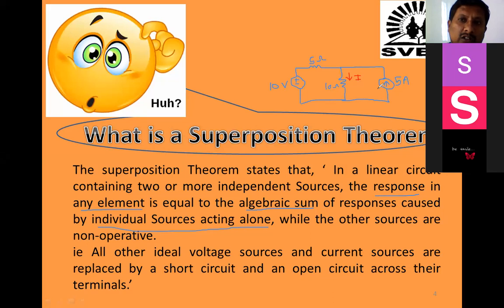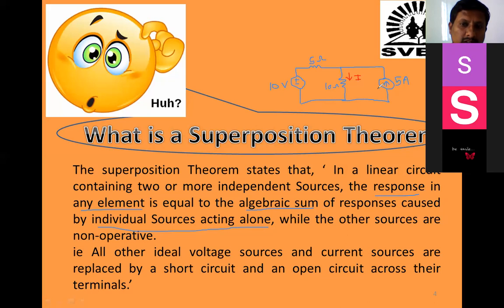I want to find out the current passing through 10 ohm due to only 10 volt source. म्हणजे फक्त 10 volt जो सोर्स आहे तोच फक्त प्रेझेंट पाहिजे सर्किट मध्ये. 5 एम्पियर मला काढायचं आहे. So can I find out the current? Yes or no? Yes, sir.